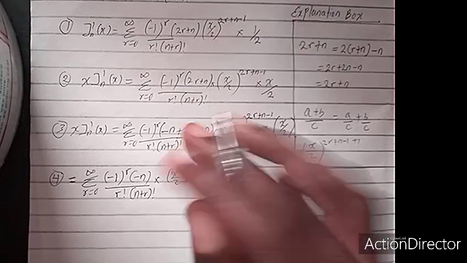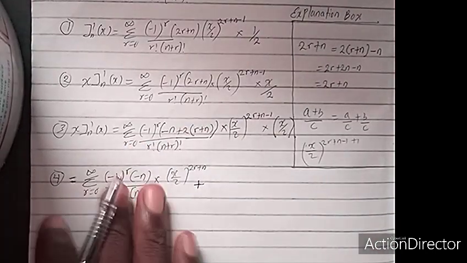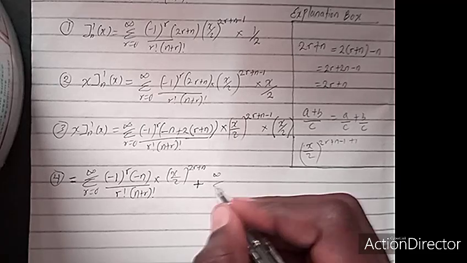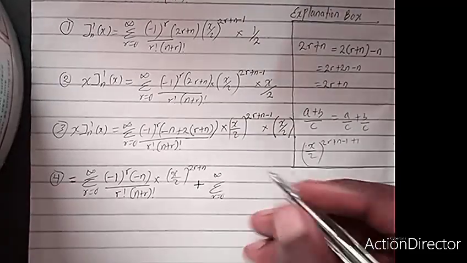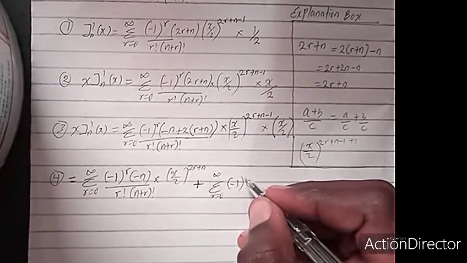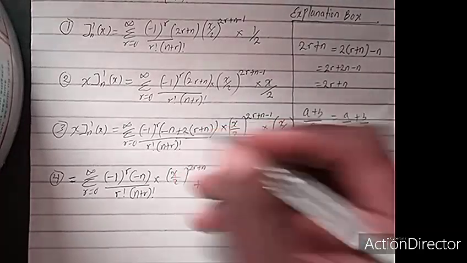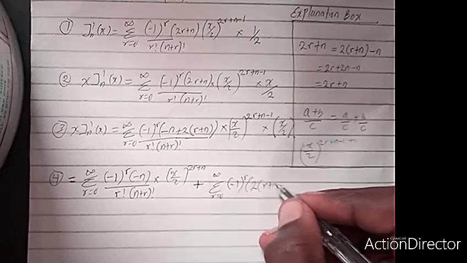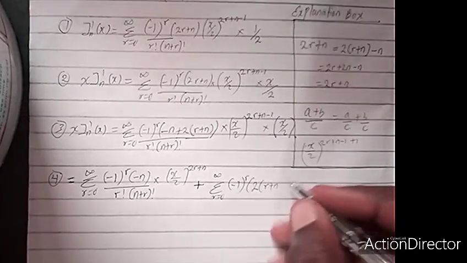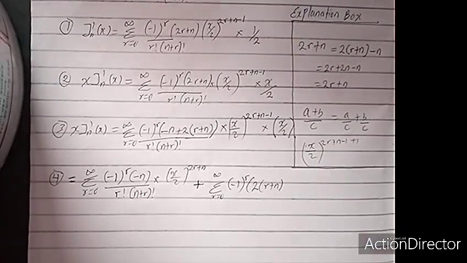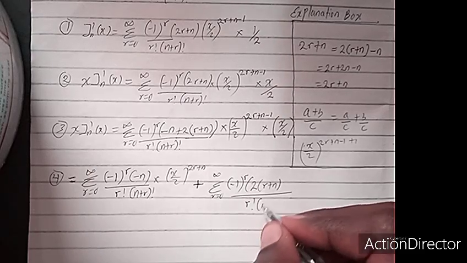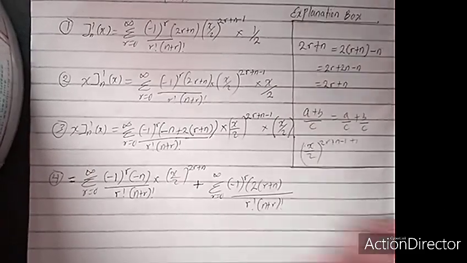So I will open up the bracket again the same way I open up this one. It will be summation r from 0 to infinity minus 1 raised to power r. Now it will be 2 into r plus n. Don't forget that we have separated the fraction now. I will close this over r factorial n plus r factorial.